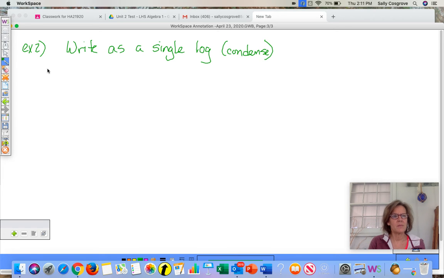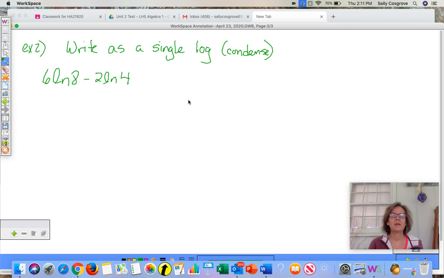Suppose it looks something like this: 6 ln of 8 minus 2 ln of 4. Note it doesn't say solve. You don't see a variable. It just says write as a single log. So we're just using the properties to rewrite from an expanded form to a condensed form. 6 ln of 8, 2 ln of 4.